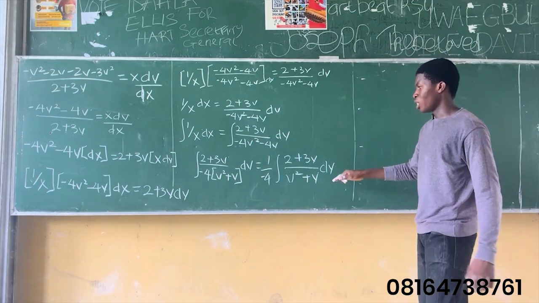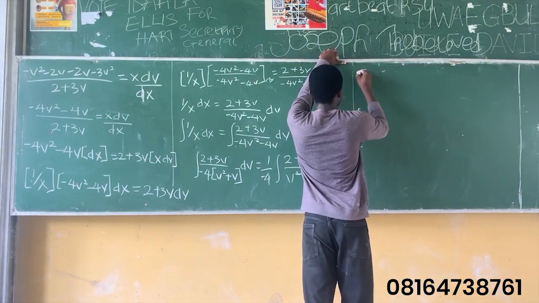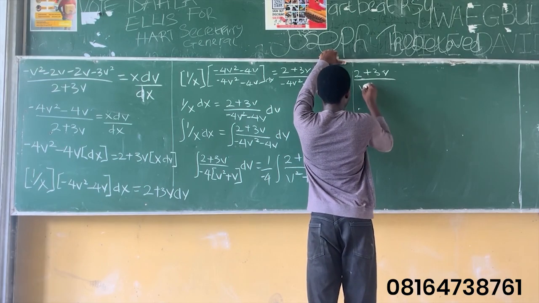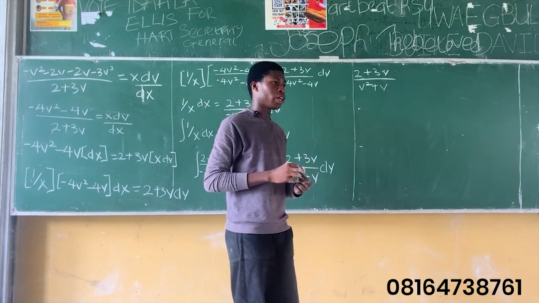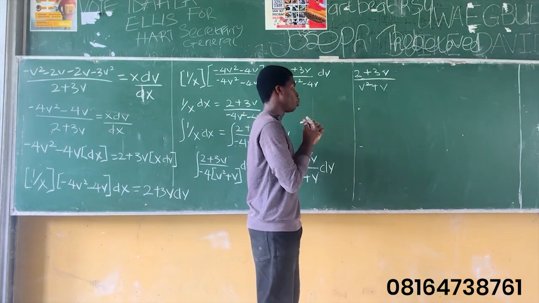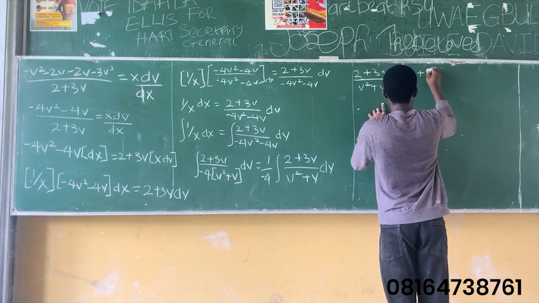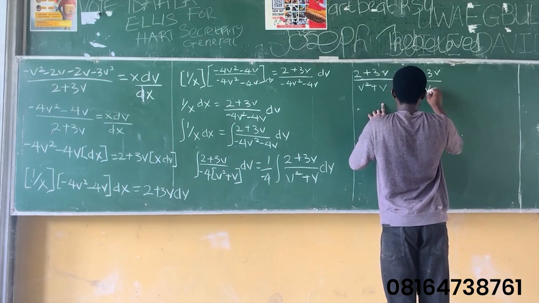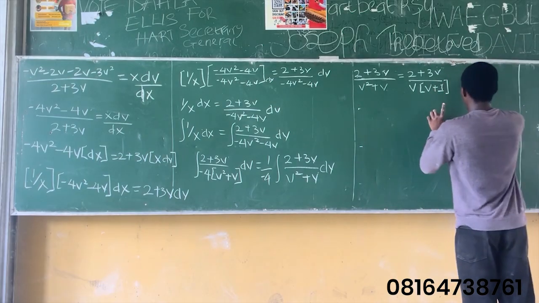So now we are going to be integrating this function with partial fraction. So let's write it out. So this is going to be 2 plus 3v divided by v squared plus v. If you don't have the idea of integration by partial fraction, you can go online and search integration by partial fraction and you get the basic idea. So now let's write it out. So this is also 2 plus 3v over v times v plus 1. So this is using the integration by partial fraction.